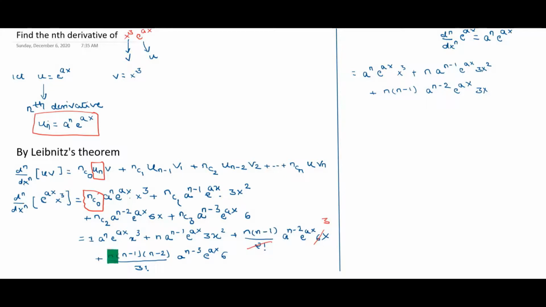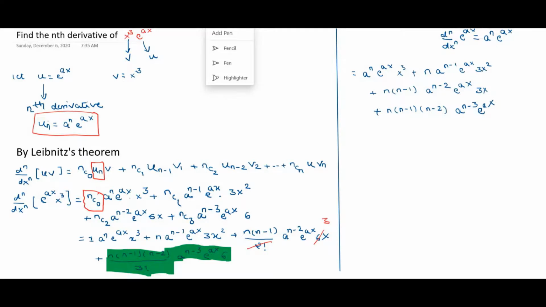And then in the last term, n(n-1)(n-2) divided by 3 factorial, a raised to n minus 3, into 6. And then here we can write it as plus n(n-1)(n-2) a raised to n minus 3 e raised to ax. But what is 3 factorial? 3 factorial is nothing but 6, and this 6 gets cancelled. So this is the required nth derivative of x cube into e raised to ax.